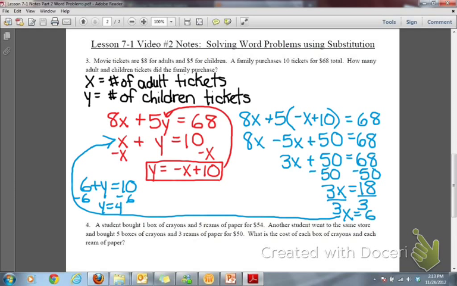And so your sentence would need to explain what those answers meant. So x equaled 6, so that means the family purchased 6 adult tickets, and y was equal to 4, and so they also purchased 4 children tickets.